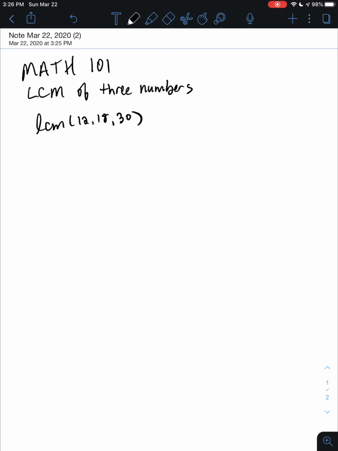And again, we're going to do this by four different methods, although we have to shake up the other two methods just a little bit for LCM. LCM is going to be a little bit harder than GCD. All right, so let's get to it. First method is list multiples.